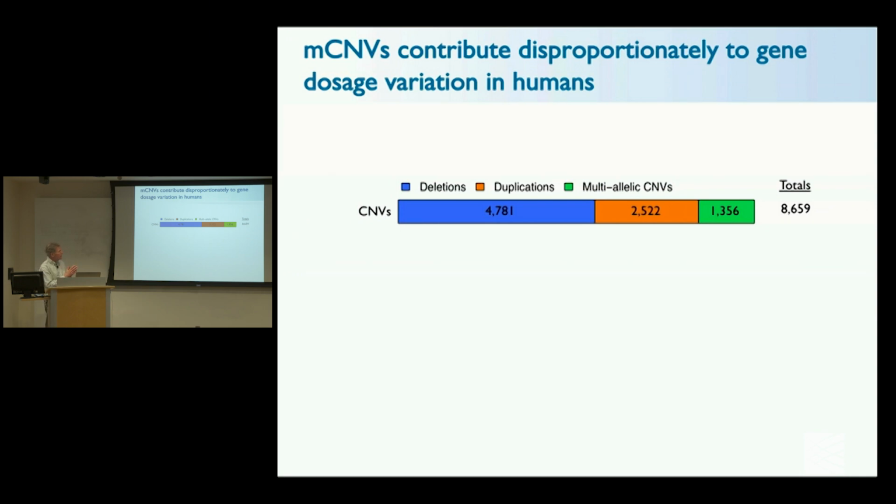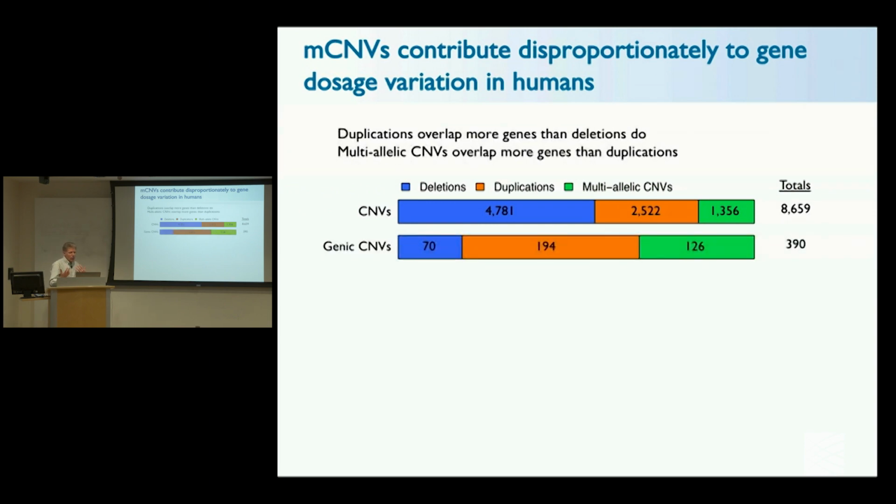So in this study we did of the 1,000 Genomes data, this was the number of these largish CNVs we were able to ascertain. The blue is showing the deletions, the orange is the biallelic duplications, and the green are the multi-allelic CNVs. And there's fewer of the multi-allelic CNVs. But then if you ask, well, how many of them overlap genes, so that the gene is completely within the CNV?